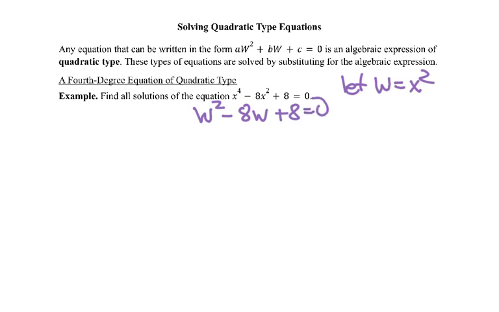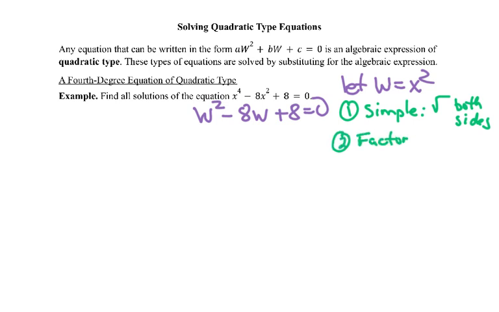And now let's talk about using the 4 different methods for solving this quadratic equation. Remember, first was just looking at it simply. Can we square root both sides? Well, no, we can't in this case. Our second method was to factor and then use the zero product property. So can we factor this? Well, we would need two numbers that multiply to be 8, but add to be negative 8. That's not going to happen.